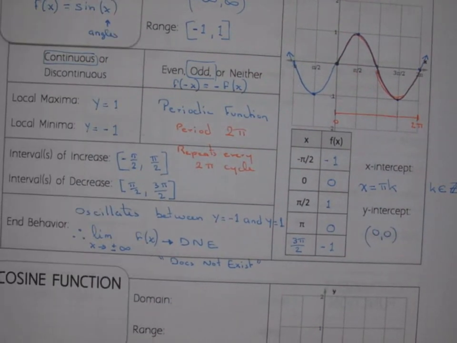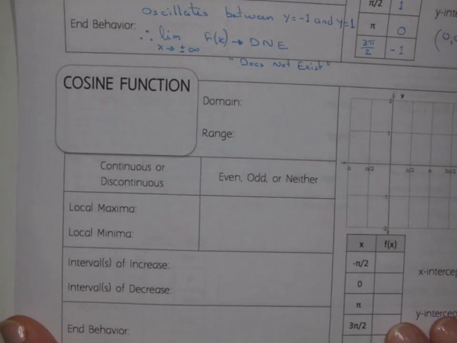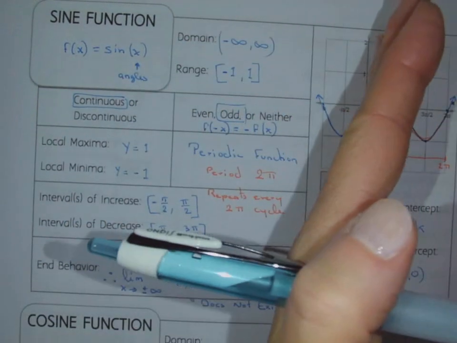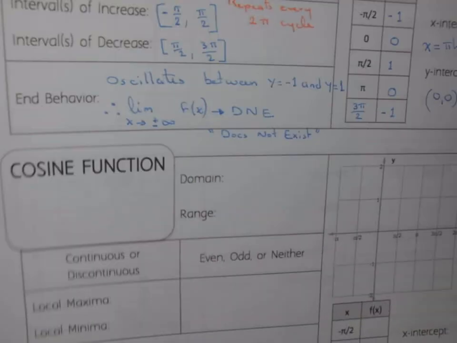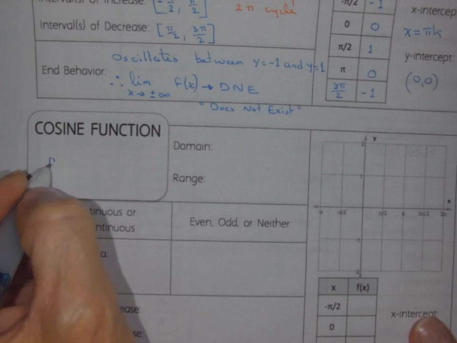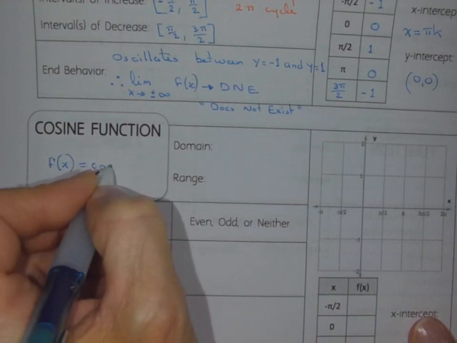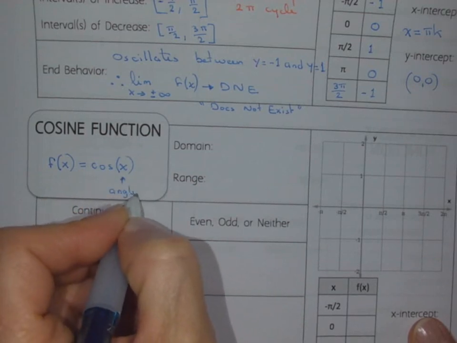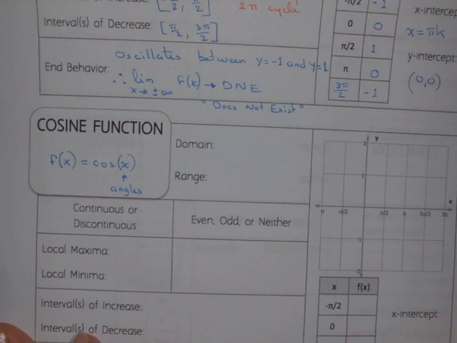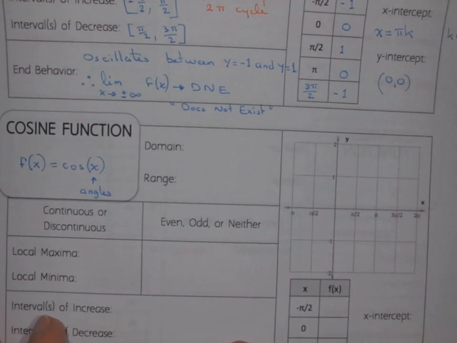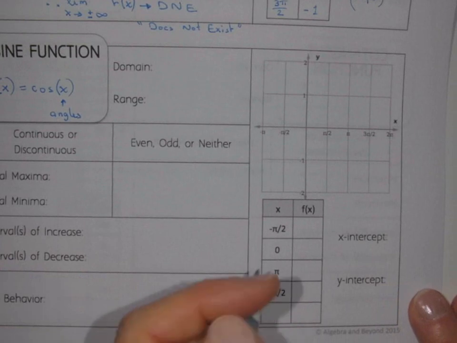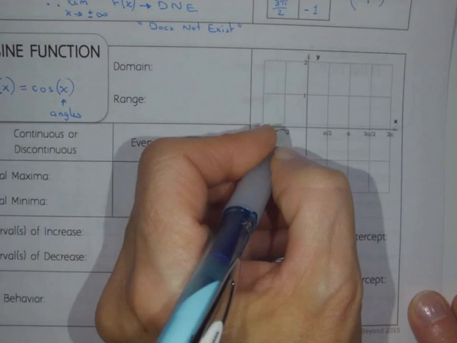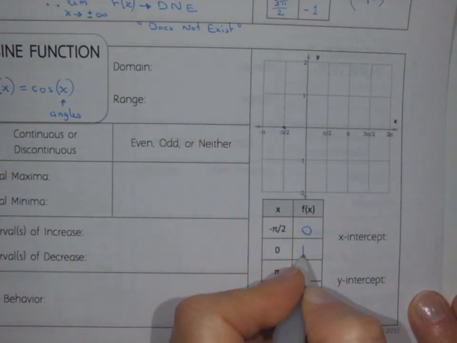Let's go to the cosine. The cosine function is really a sine function that has been translated, right? So you're taking your sine function and it's been translated to the side. So the cosine function will be f of x equals cosine of x. And again, those inputs here are angles. We want to keep that in mind. And if I want to graph that, let's fill in my table first. Negative pi over 2 is going to be 0. At 0, the cosine function reaches its max, 1.